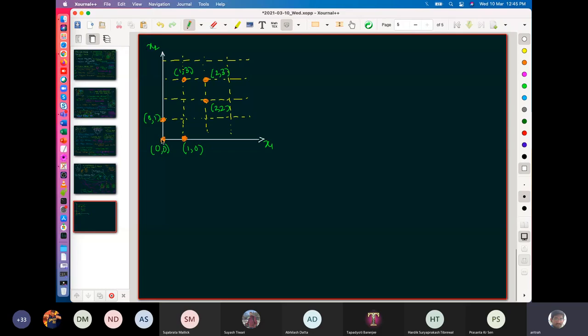Step 1. Initially arbitrarily pick 2 points in 2 baskets. Suppose these are my baskets. So arbitrarily I can pick any point. So let me pick these 2 points. I picked this and I picked this.